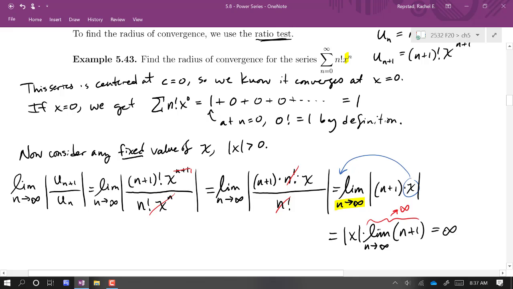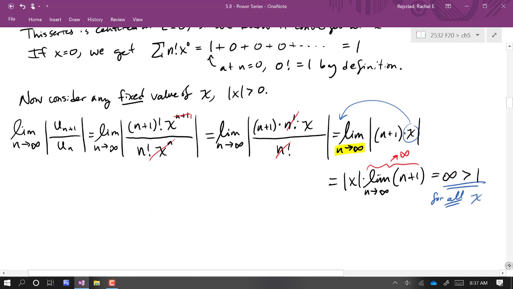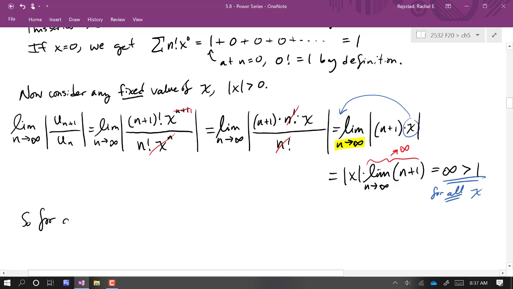Now think about what we do with the ratio test. With the ratio test, we evaluate this limit, and then we make our decision based on whether or not this is bigger than 1 or less than 1. And infinity, certainly bigger than 1. It's bigger than 1 for all x. No matter what the value of x is, that limit is going to be bigger than 1. So that means that for any value of x, the limit is always bigger than 1.